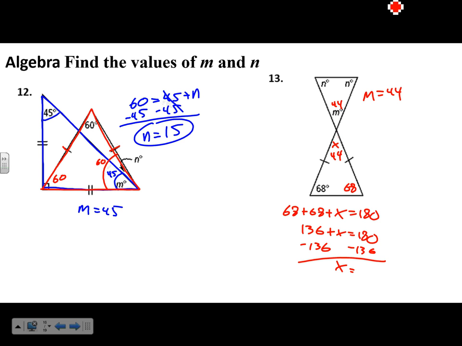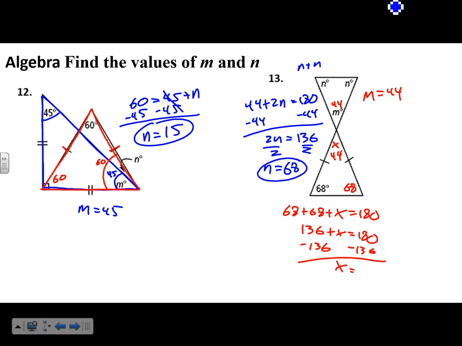Well, if M is equal to 44, what are your other two angles up there? 44 plus 2 times N, because N plus N. I'm just kind of skipping a step. 2N is equal to 180 minus 44, which is 136. Divided by 2, N is equal to 68. Now again, that's not by accident. I'm not really going to go over it because I don't have time. But it's not an accident that these base angles are the same as these base angles.